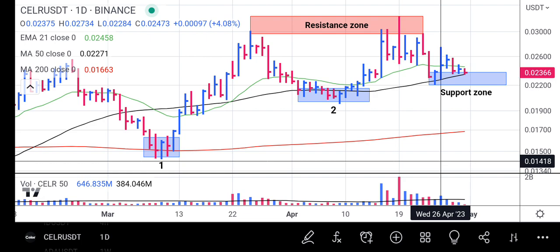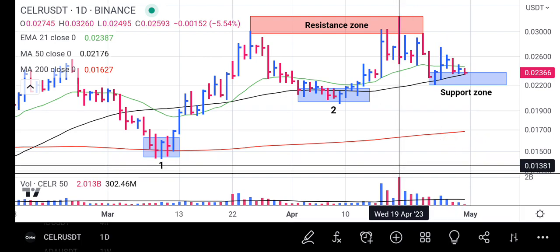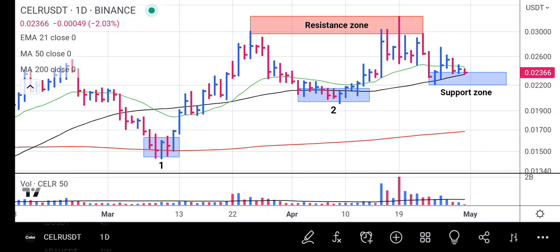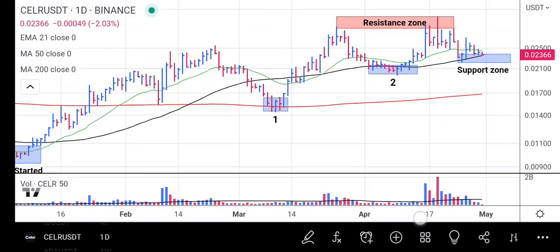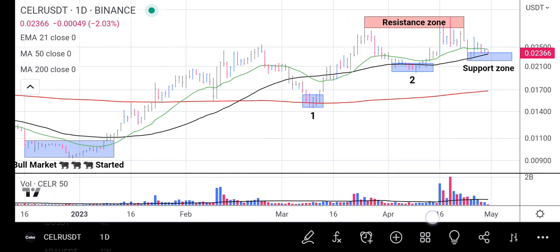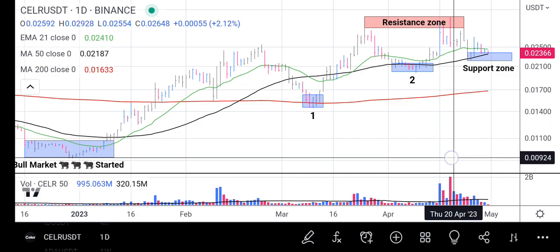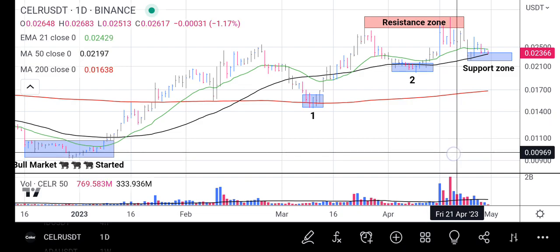0.02734. Then once it rises above that particular price, it will hit the resistance zone. The resistance price is 0.03260. If Celer Network finally breaks above the resistance zone, its rally will continue. And when its rally continues, its upward trend will resume its movement in earnest.